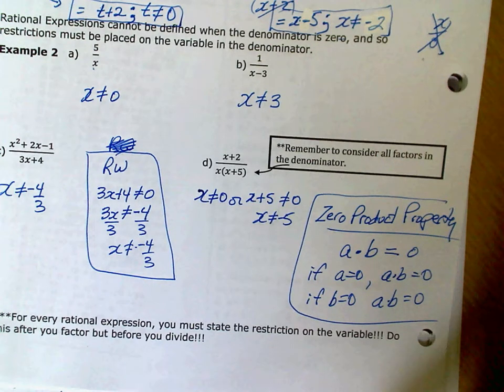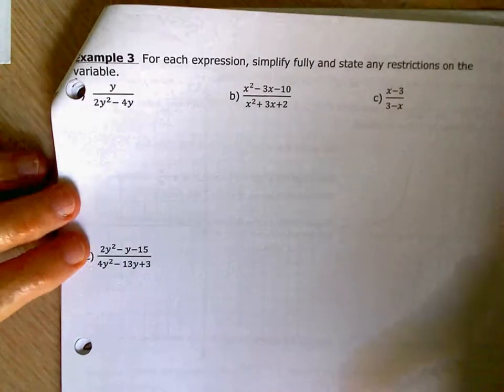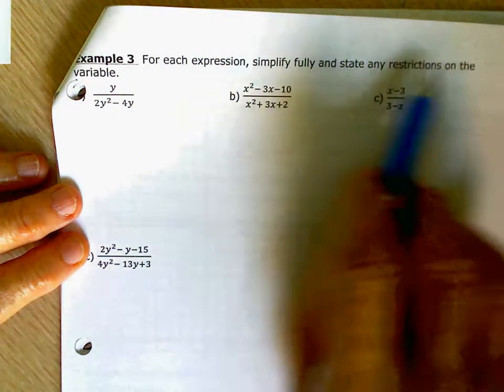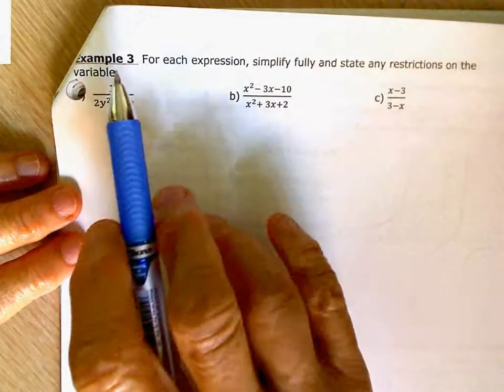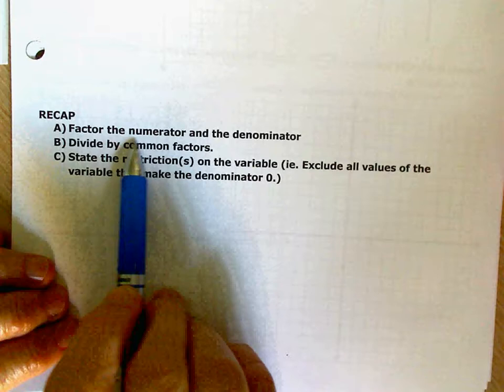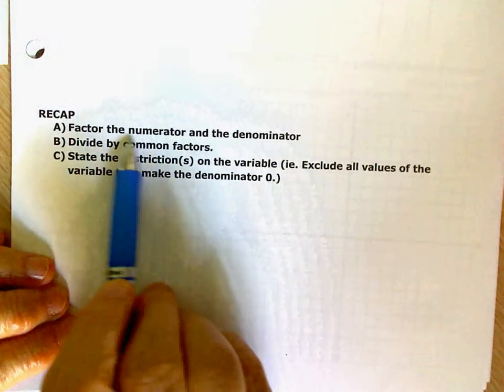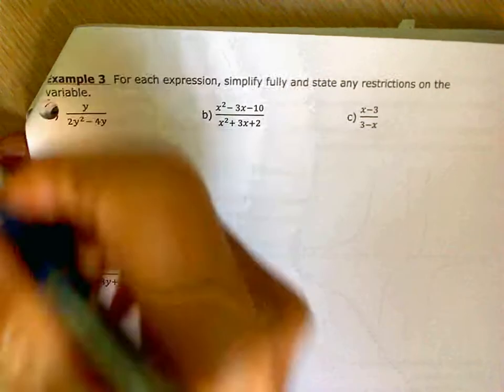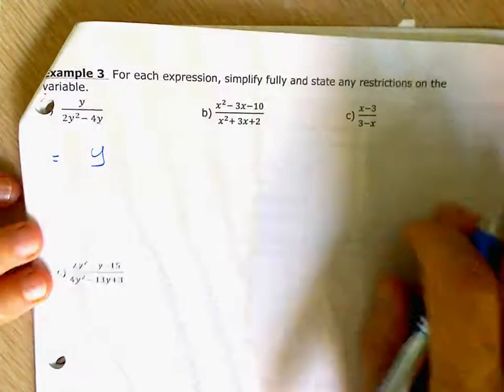Can I explain anything better? No? Okay, let's do this guy. For each expression, simplify fully and state any restrictions on the variable. So what's step number 1? Hint. Factor the numerator and the denominator if possible. Well, we can't do anything with the numerator. That's just a y. So let's factor this.